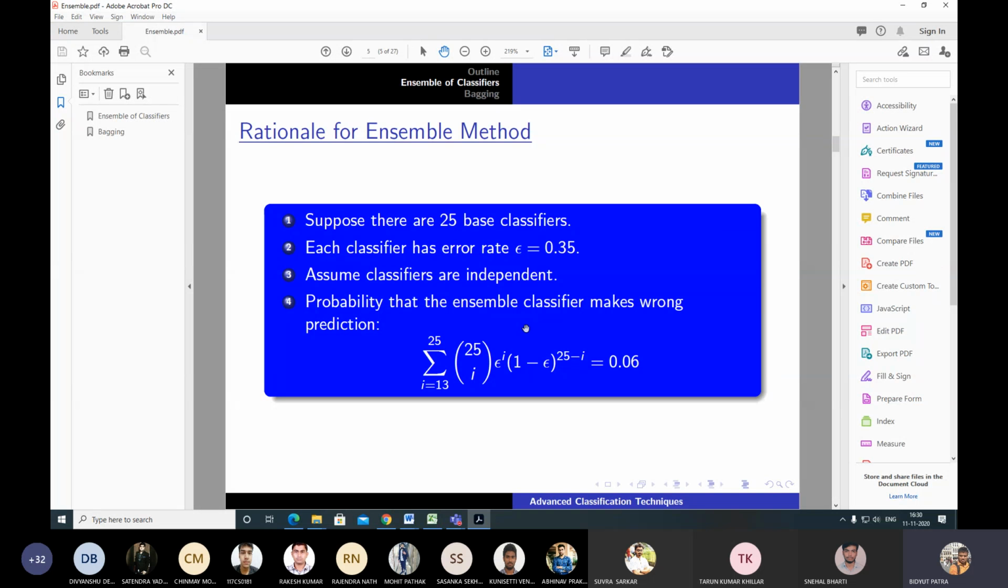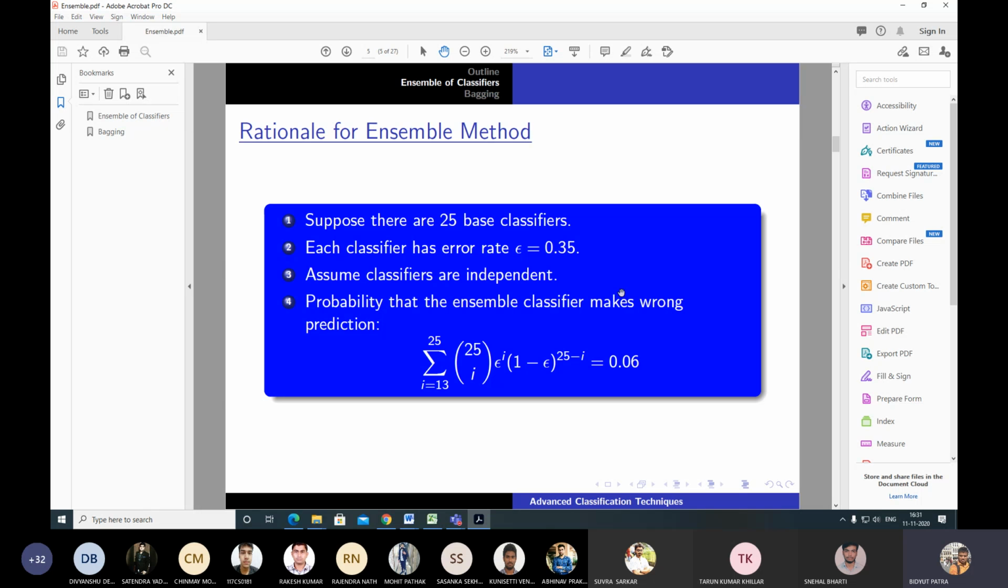Whenever I say it is a classifier, it must be better than the random classifier. Therefore, each base classifier should have an accuracy above 50%. Let's say each classifier has an error rate epsilon of 0.35. That means the accuracy is above 50%, and the exact value is 0.65 or 65%. And assume the classifiers are independent, then what will happen?